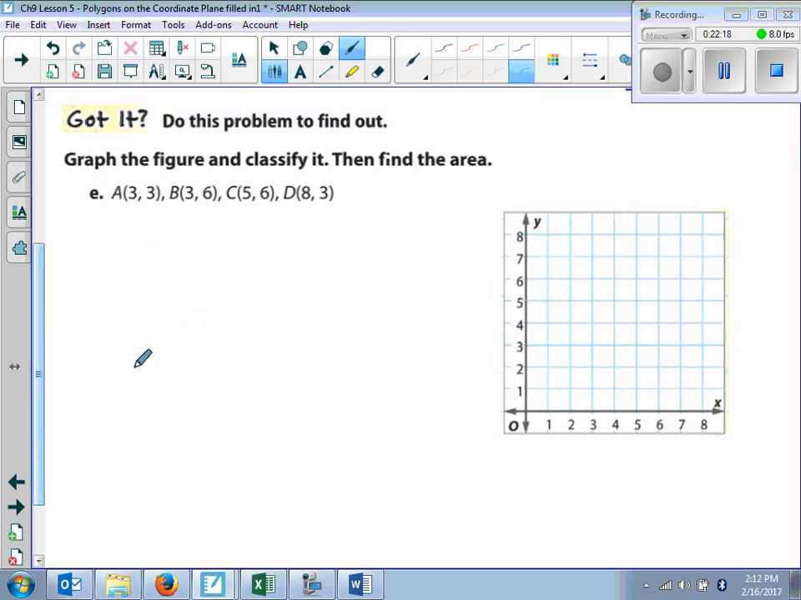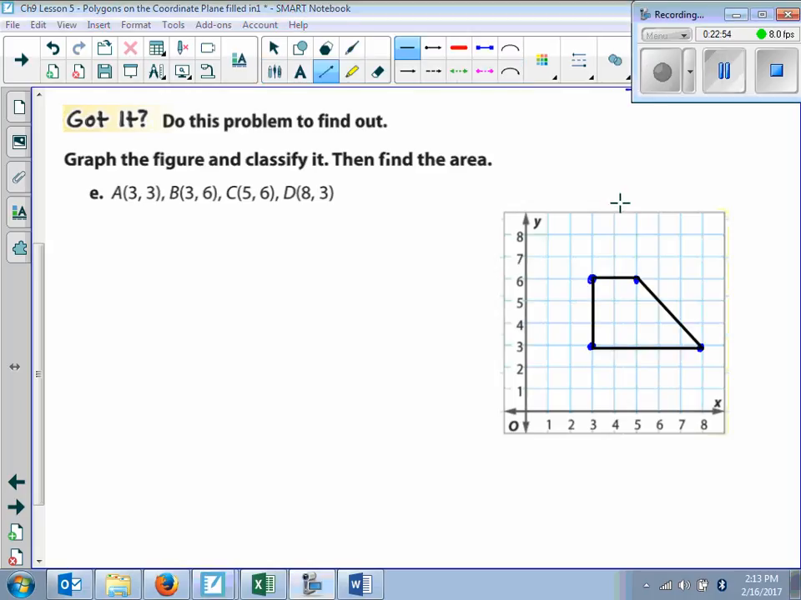All right, so the first thing we're going to do is we are going to graph the figure. So we have A at 3, 3. There's A. We have B at 3, 6. We have C at 5, 6. And D at 8, 3. What is the shape? Trapezoid. Very good. So this is a trapezoid.